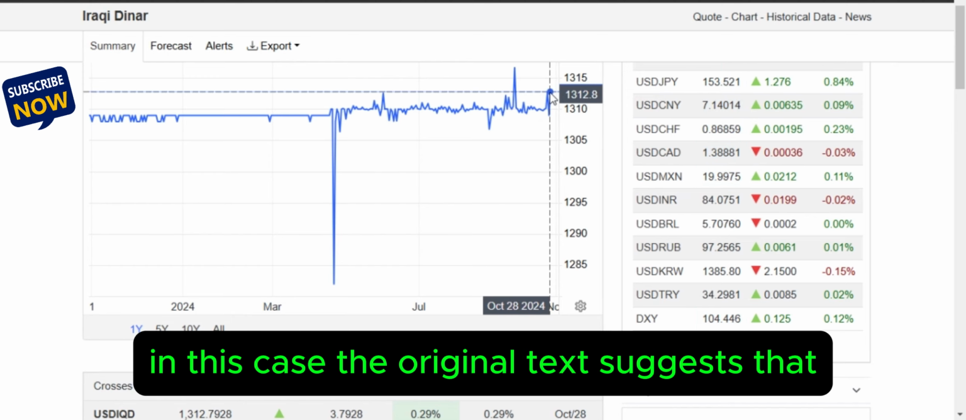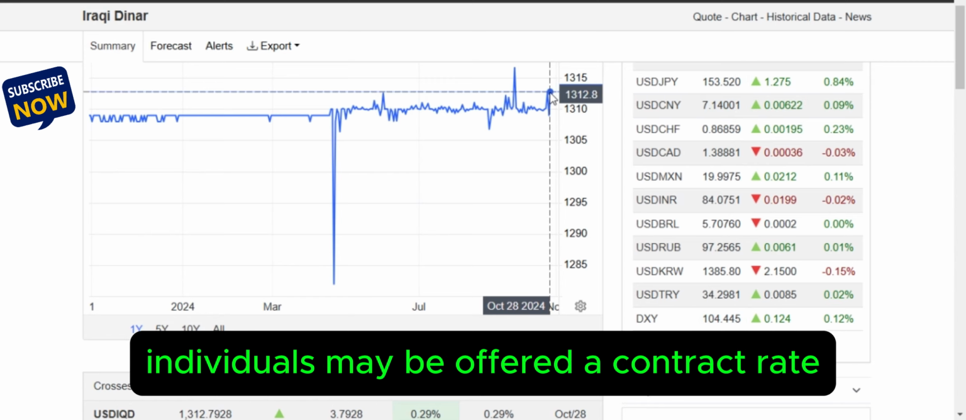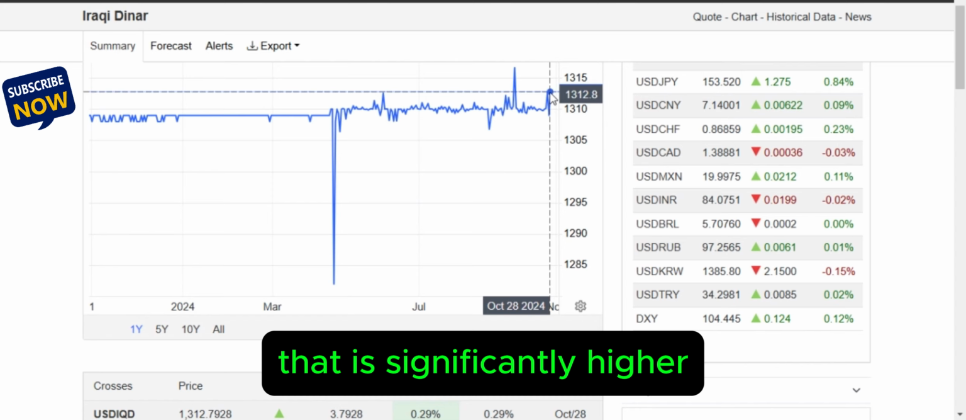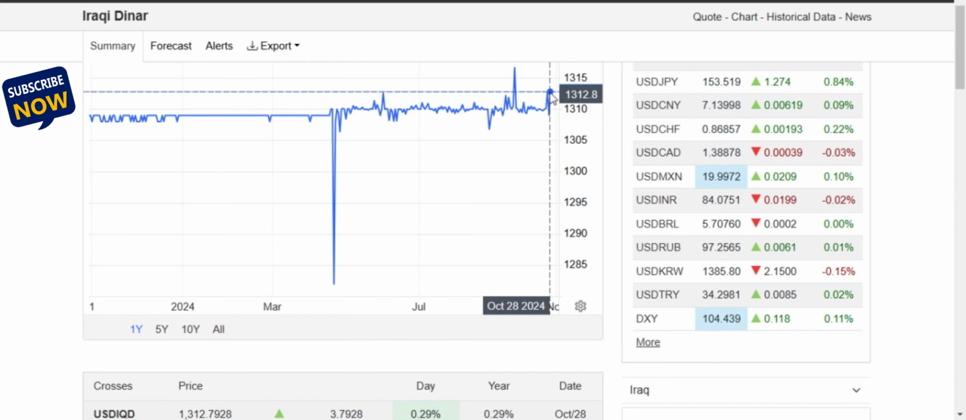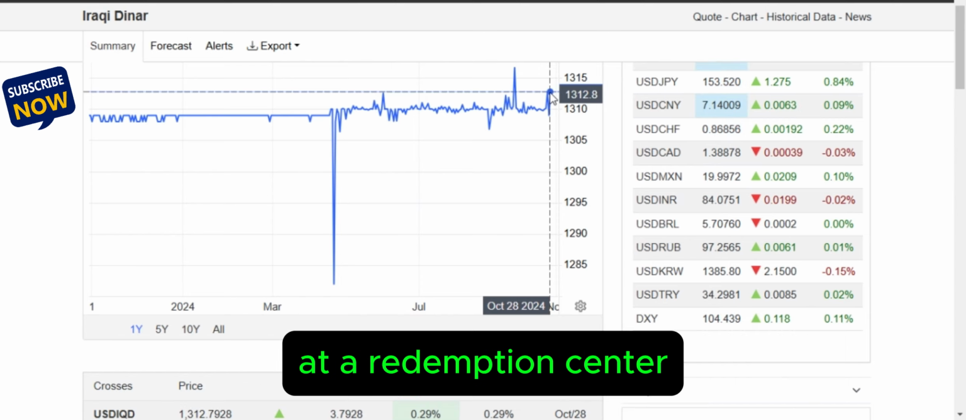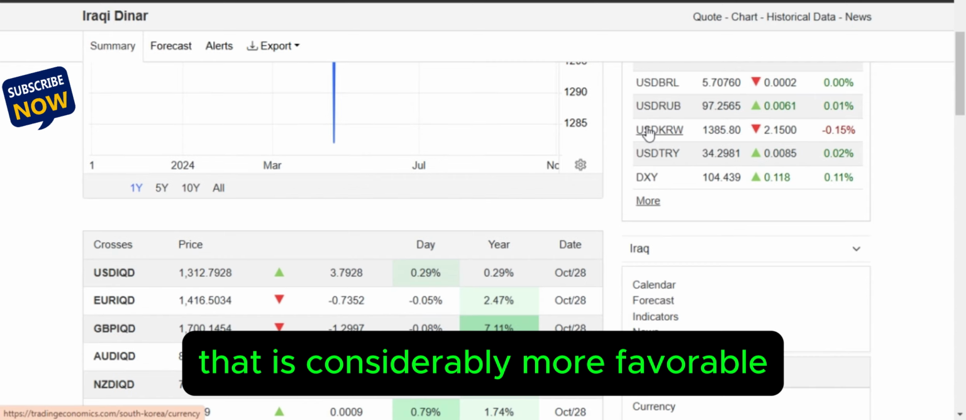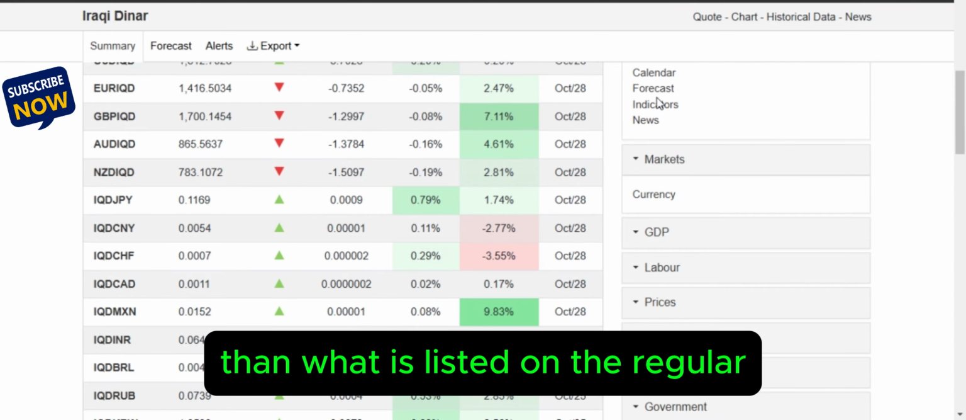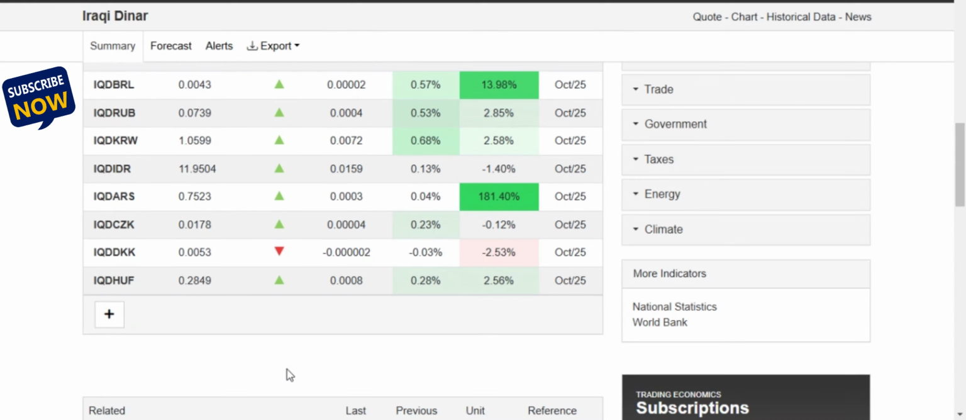In this case, the original text suggests that at these redemption centers, individuals may be offered a contract rate that is significantly higher, over 5 times the bank screen rate. This means that if someone exchanges their dinar at a redemption center, they could receive a value for their currency that is considerably more favorable than what is listed on the regular forex market or at a standard bank.